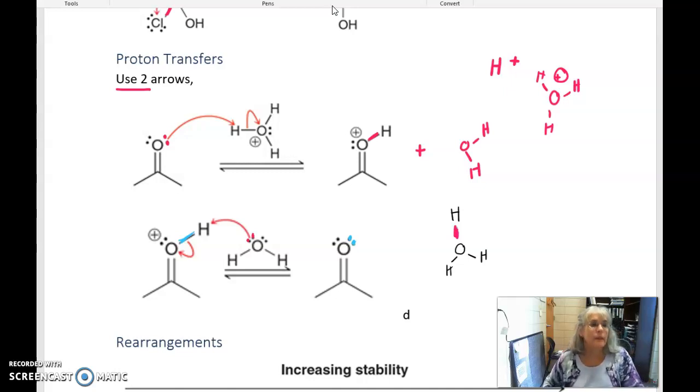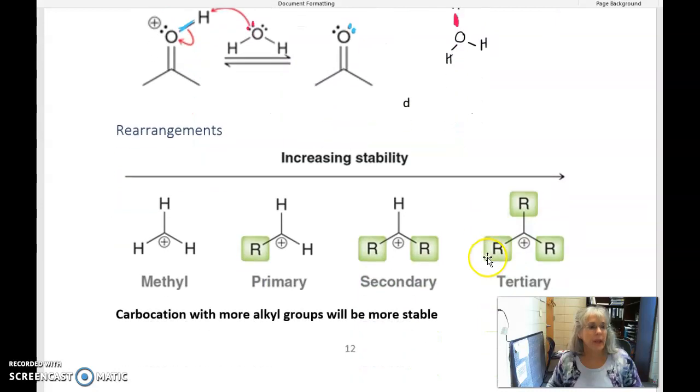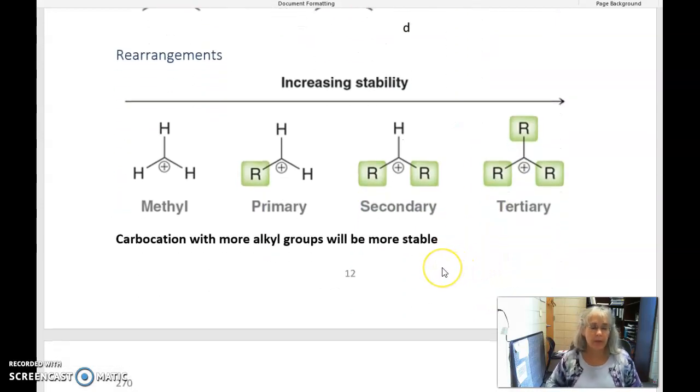All right. The third mechanism that you're going to need to learn are rearrangements. And for that, we need to talk a little bit about carbocations and how we can increase their stability. First, we have a methyl group, a methyl carbocation. It has no groups attached to it. It's not very stable, and you're not really going to see it.